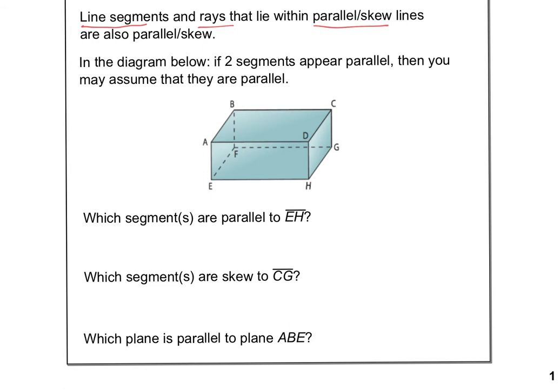So in this picture, if I'm asked which segment is parallel to EH, EH is right here. And I could say that FG, AD, or BC. All of those line segments are parallel.